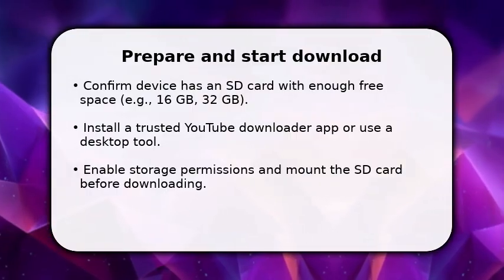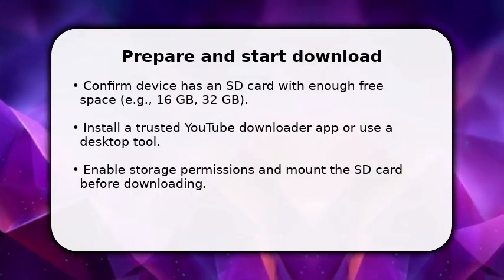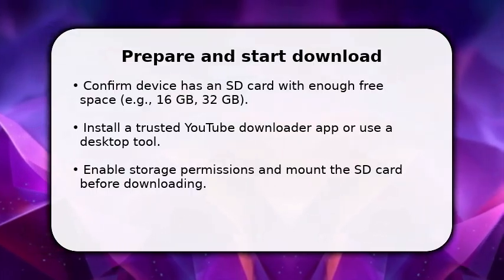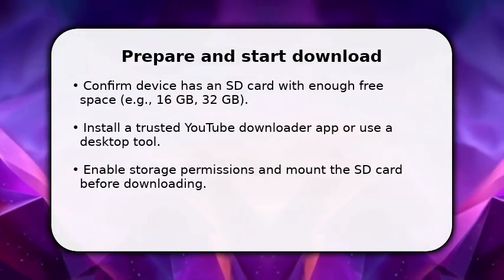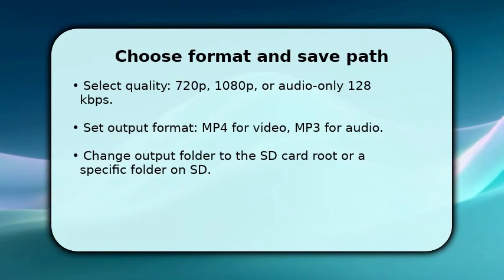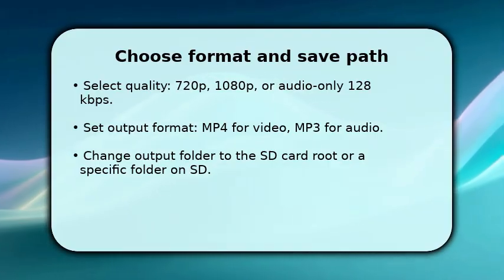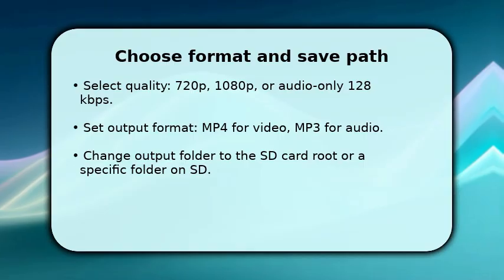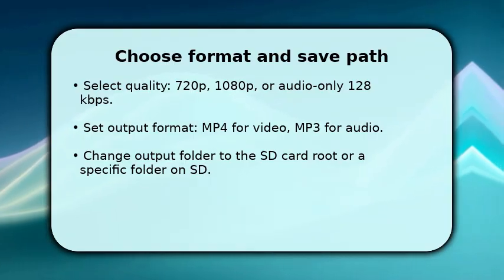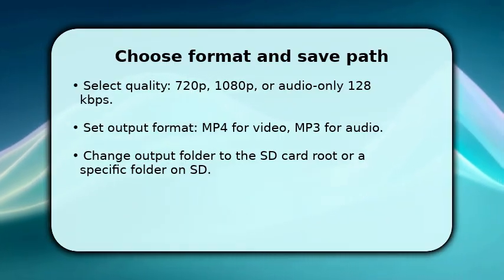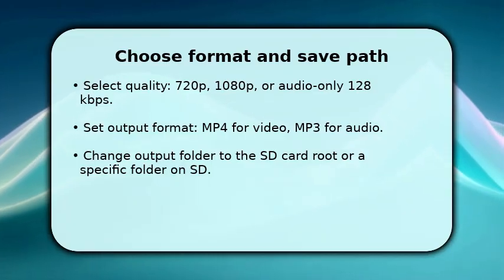Next, locate the YouTube video and copy its link. Once done, paste the link into the downloader and choose the output format and quality. Now you decide how the file will be stored and why those choices matter. Choose MP4 for wide compatibility or MP3 if you only need audio. Higher quality like 1080p uses more space, so balance quality versus capacity.